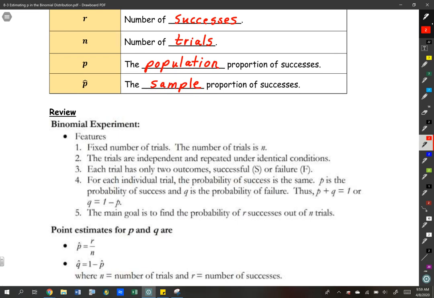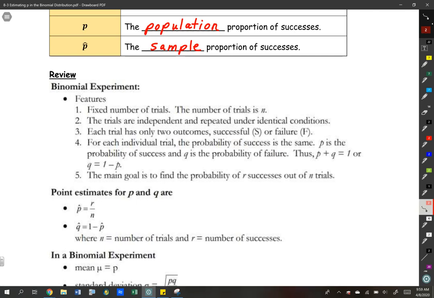I put a little review here about what a binomial is. Remember, it has a fixed number of trials. All the trials are independent. Each trial has only two outcomes, either success or failure. For each trial, the probability of success is the same. If you recall, Q is 1 minus P. So if the probability of success was 30%, then Q would be 70%. The main goal is to find the probability of R successes in N trials.